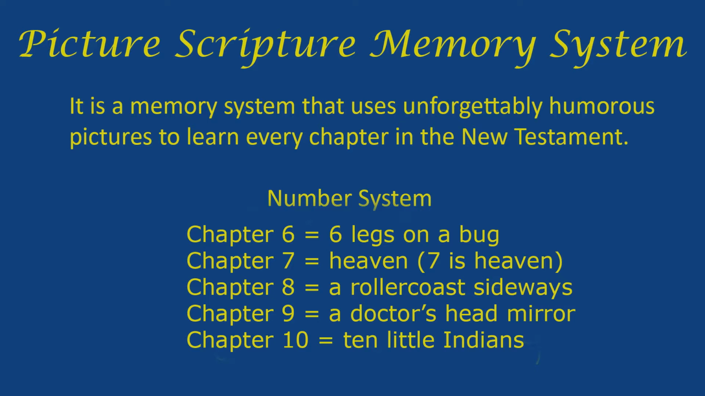so it'll be a bug scene. Chapter 7 is heaven, so this will be on the sign, a heavenly scene. Chapter 8 is a roller coaster. If you turn your head sideways, you can see the 8. Chapter 9 will be a doctor's head mirror, so it'll be a doctor scene with a mirror looking like the number 9 on the top of a doctor's head. And chapter 10 will be 10 Little Indians. All right, let's get started.